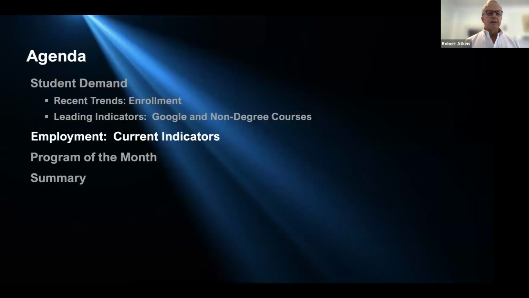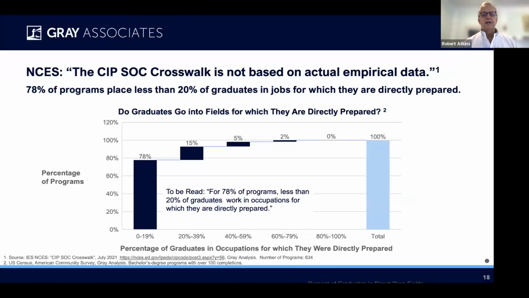Now let's take a look at employment, and we're going to talk about some current indicators on the employment market. First things first, though, you have to understand that the linkage between academic programs and occupations or jobs is not what it's made out to be. This often starts at the National Center for Education Statistics, that's NCES, and they have a crosswalk, and it assumes that people should go into the fields for which they're directly prepared. Or to be a little bit fairer to my colleagues that do labor market economics, that we should only consider jobs relevant if they're the jobs for which a student with a given degree was directly prepared.